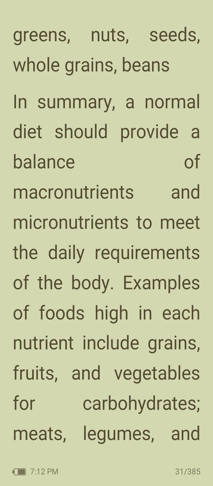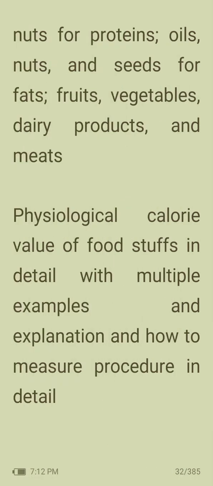In summary, a normal diet should provide a balance of macronutrients and micronutrients to meet the daily requirements of the body. Examples of foods high in each nutrient include grains, fruits, and vegetables for carbohydrates, meats, legumes, and nuts for proteins, oils, nuts, and seeds for fats, fruits, vegetables, dairy products, and meats. Then, physiological calorie value of foodstuffs in detail.